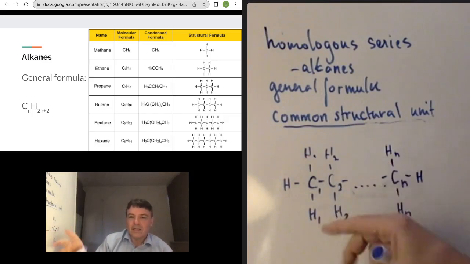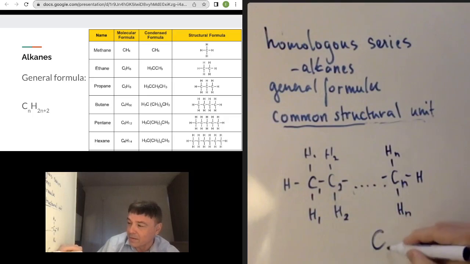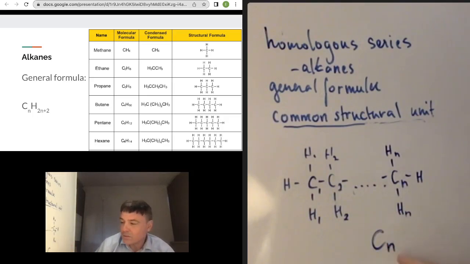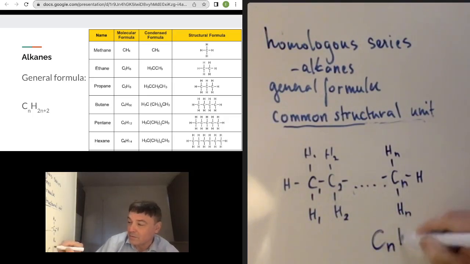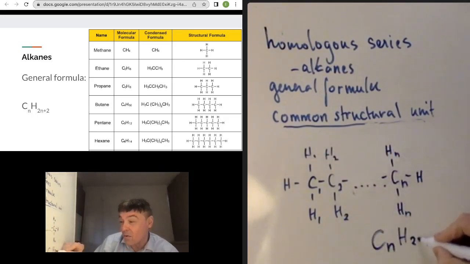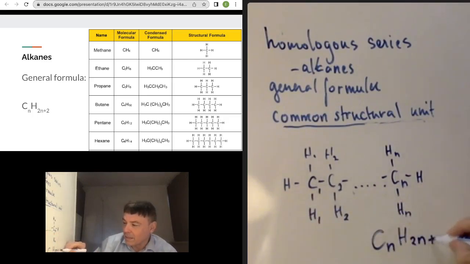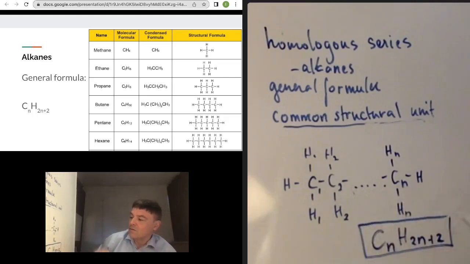If we transfer this into a formula, we can basically state that we have n carbons, and that we have n hydrogens going up and n going down, so we have 2n going up and down, and we have 1 hydrogen at the beginning and at the end. So that makes the general formula for the alkanes CnH2n+2.